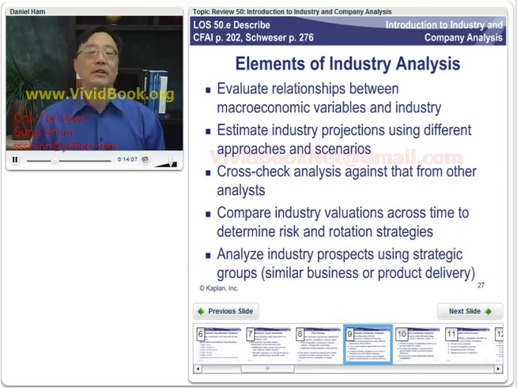Then you're going to compare the industry valuations across time, which gives you a contextual framework. Then you're going to analyze the industry prospects using strategic groups. Strategic groups could be similar businesses, which also makes them peers, or because there are some strategic advantages, they may not be peer companies, but they may share some strategic elements, and therefore you can use that as a basis for comparison.